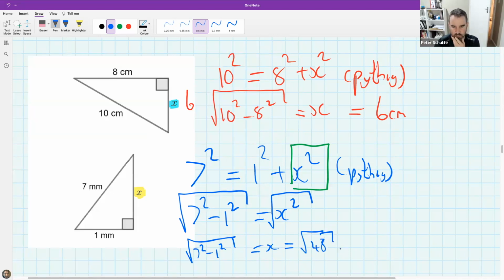You might have to bring out your calculator here. I'm guessing it's like 6 point something, 6.93 millimeters. And that again makes sense because it couldn't be 7, because 7 is going to be the longest side opposite the biggest angle.